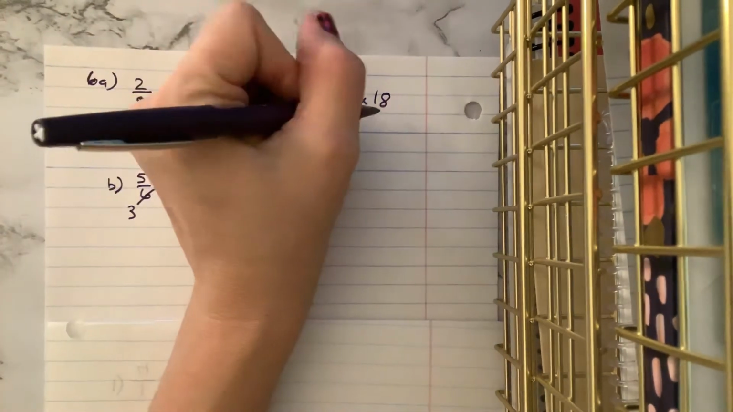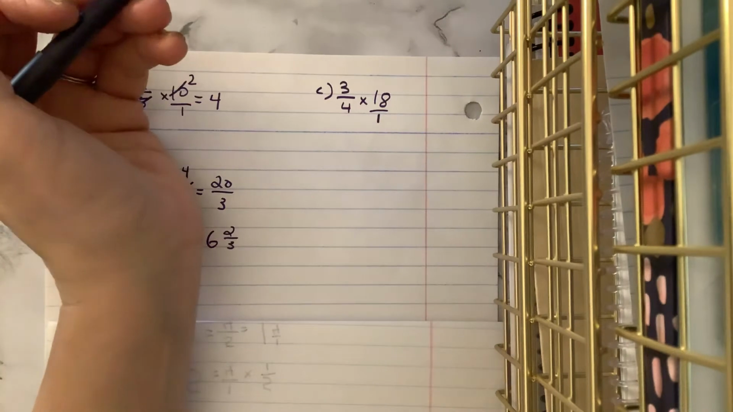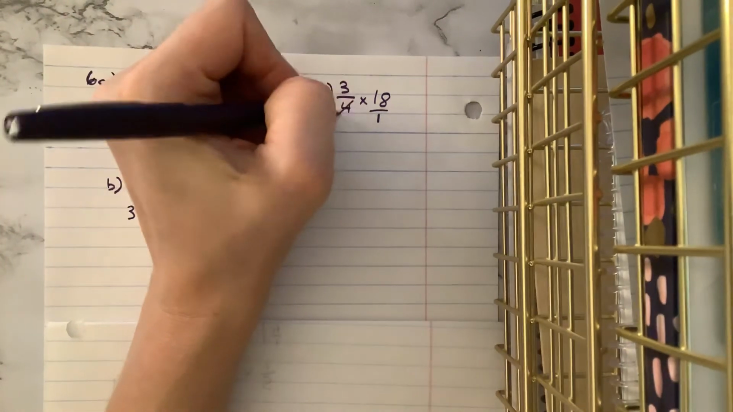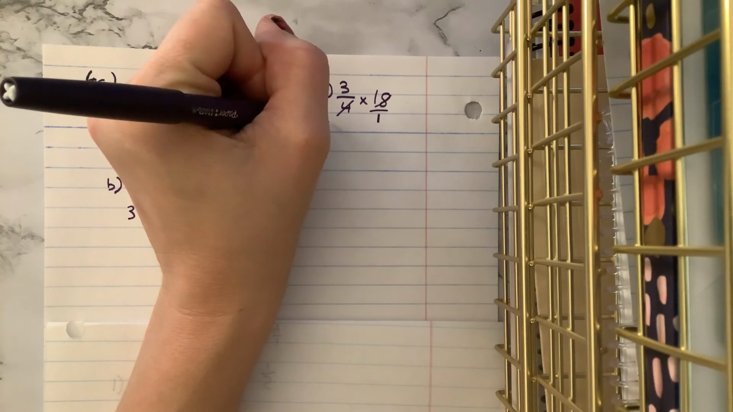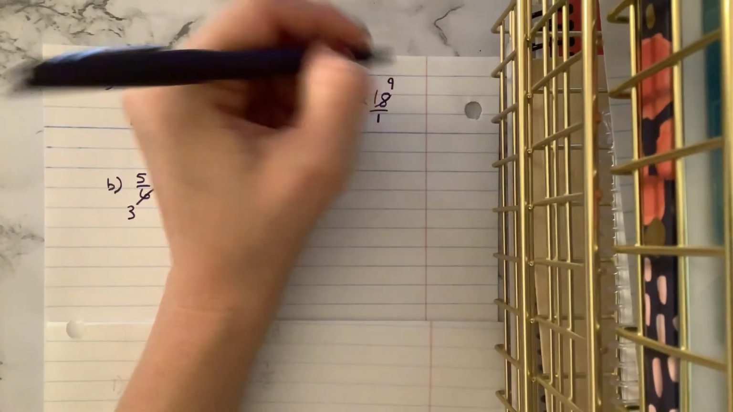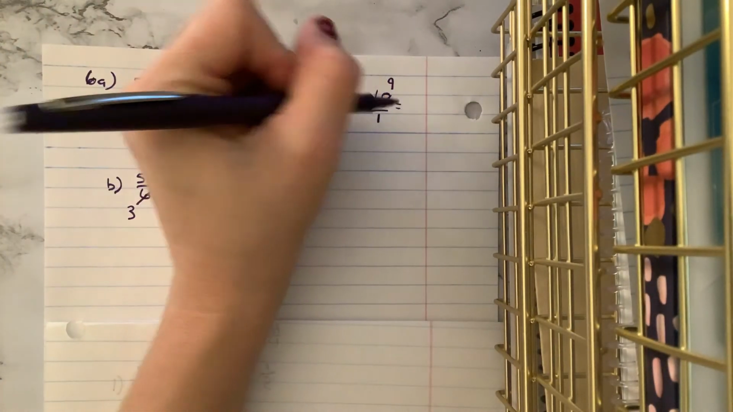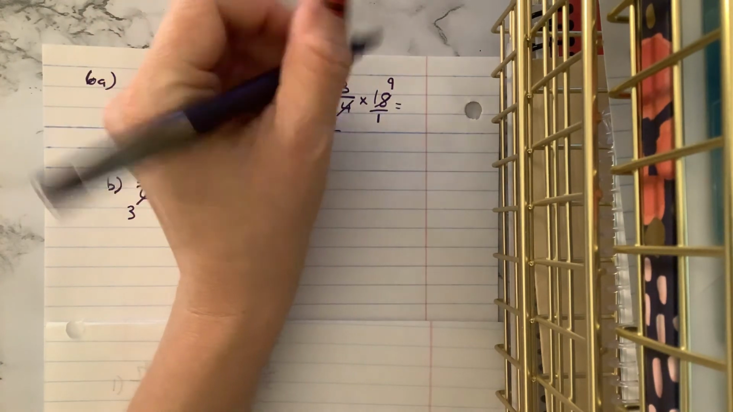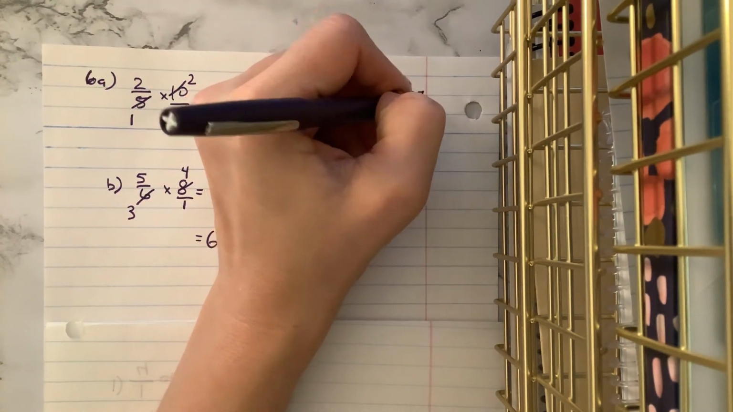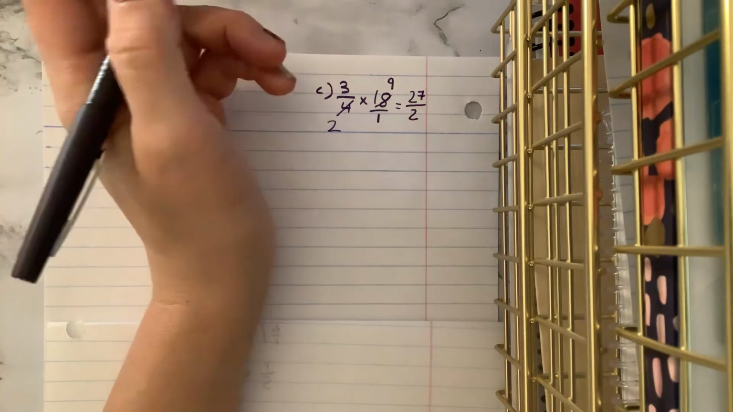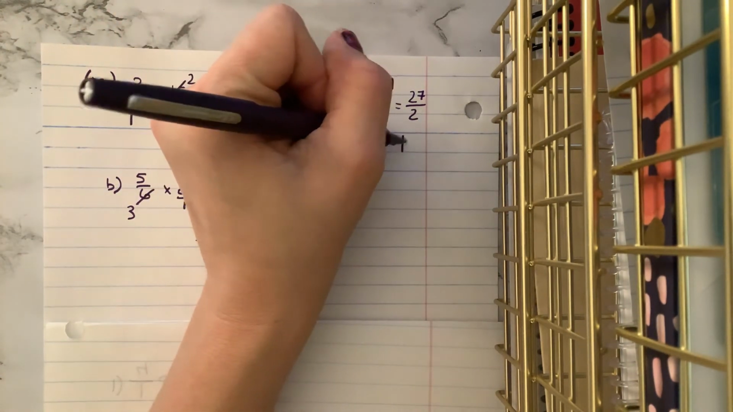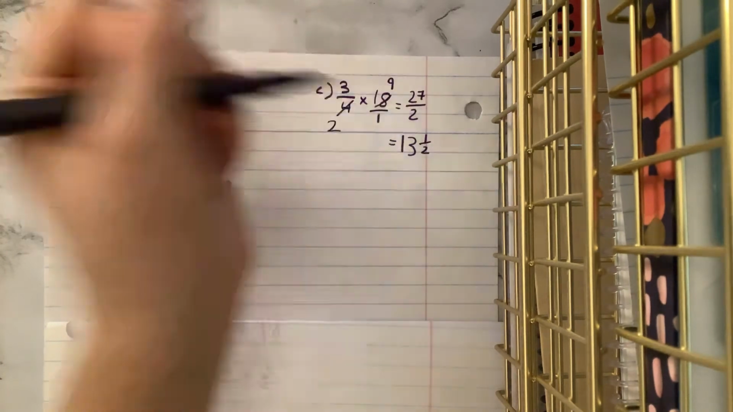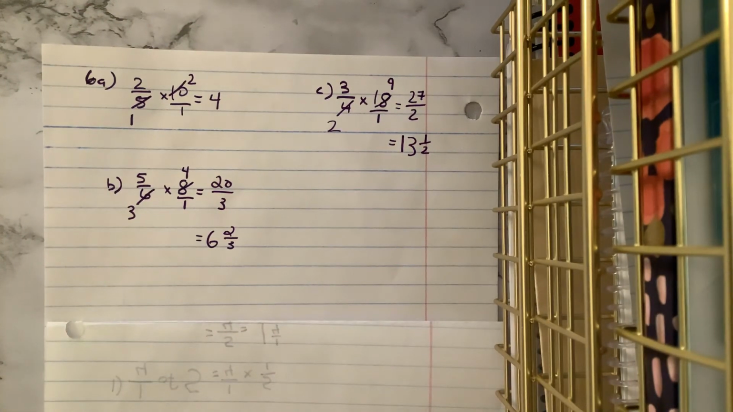Okay? 3/4 times 18 over 1. Again, we can simplify. These are both divisible by 2. 4 divided by 2 is 2. 18 divided by 2 is 9. Now we multiply. 3 times 9 is 27. 2 times 1 is 2, which we have to make proper. When we do so, we should end up with 13 and a half. Okay.